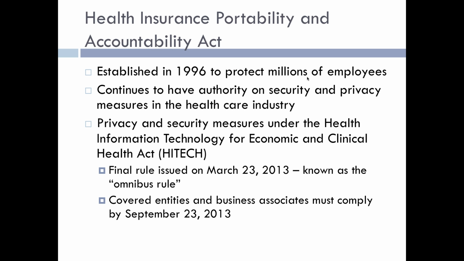In 1996, the Health Insurance Portability and Accountability Act was passed in order to protect millions of employees in the United States. It continues to have authority on security and privacy measures in the healthcare industry, especially as we turn to a more digital-based industry. Privacy and security protections were brought up to date under the HITECH Act, which is also known as the Health Information Technology for Economic and Clinical Health Act. The final rule for this was issued on March 23rd, 2013, and is known as the Omnibus rule. Covered entities and business associates have to comply as of September 23rd this year, or else they could face fines.